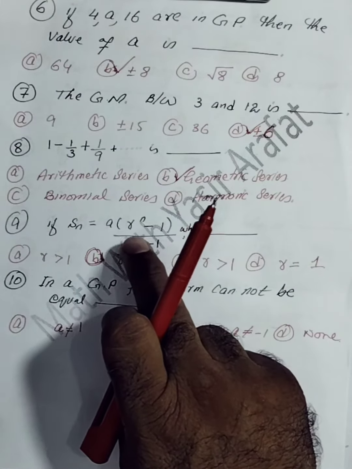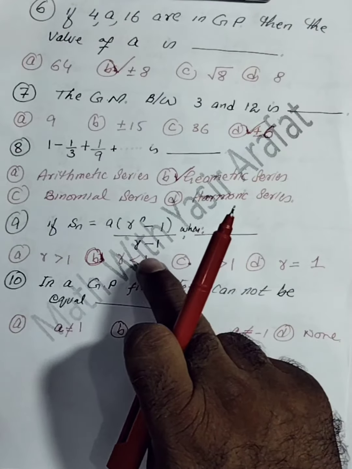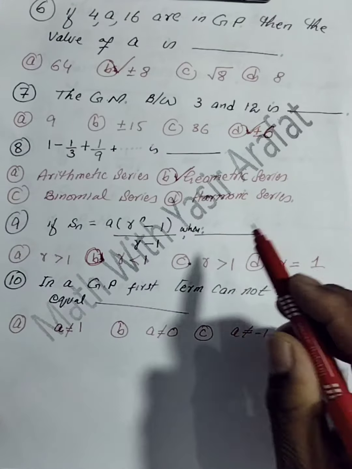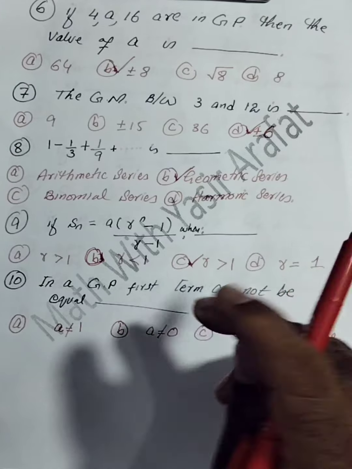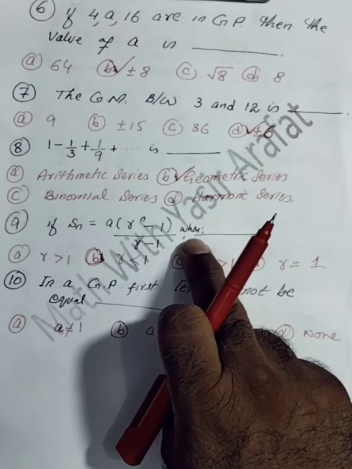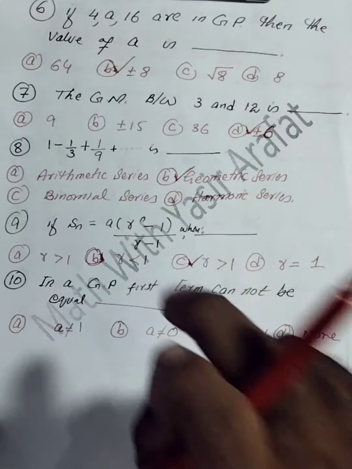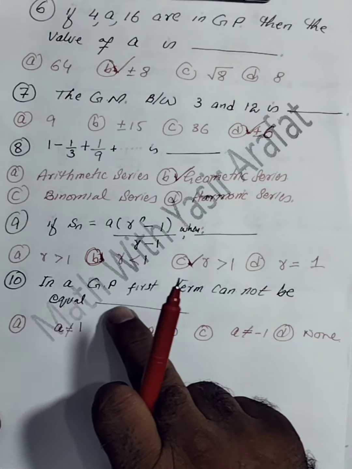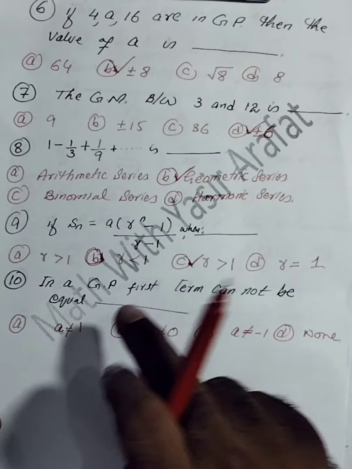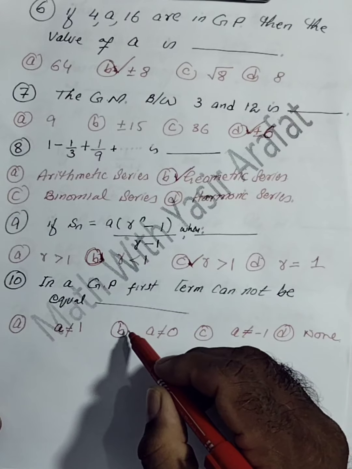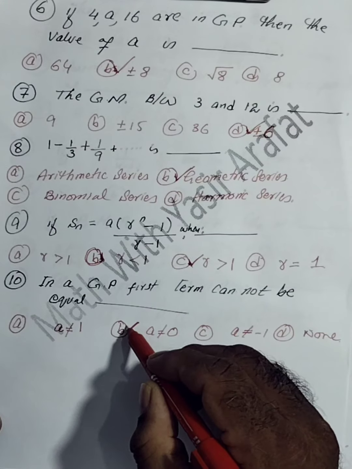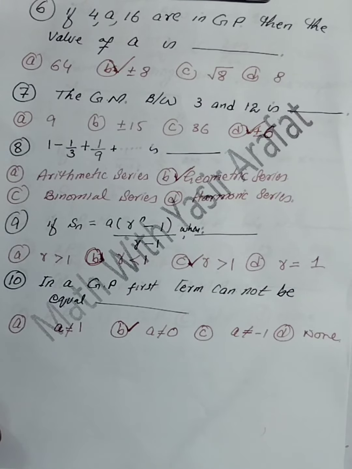Now here again we have the formula A times (R^n minus 1) divided by (R minus 1). So when R is greater than 1, we have to use this formula for a geometric progression to find the sum there. In a GP, the first term cannot be equal to 0. So the first term cannot be equal to 0 in a geometric progression.